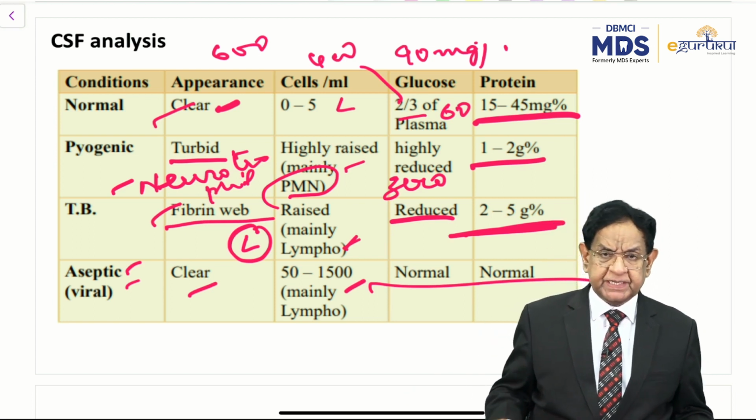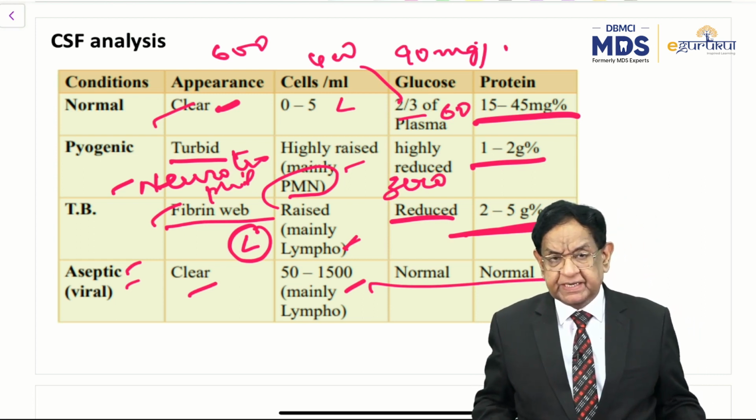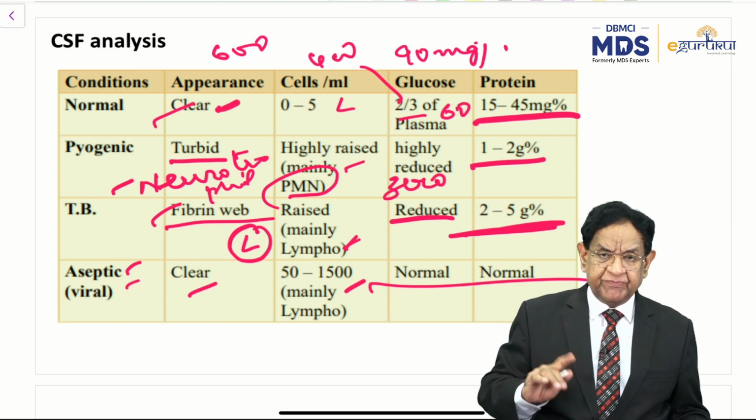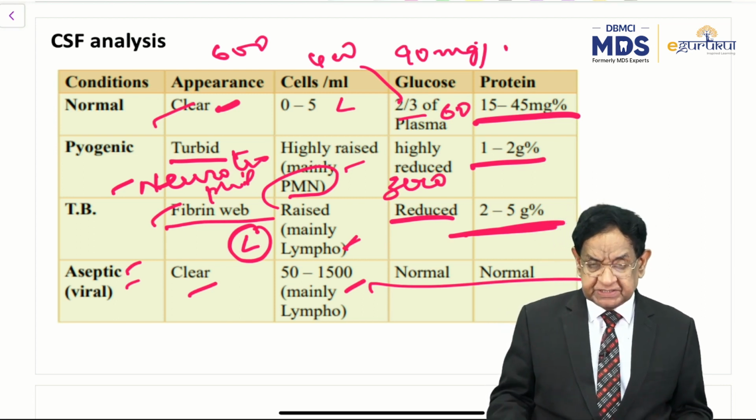In pyogenic meningitis, sugar is near zero, but polymorphs are increased. And in tubercular meningitis, lymphocytes are increased and proteins are highly increased. This is the nutshell in summary.